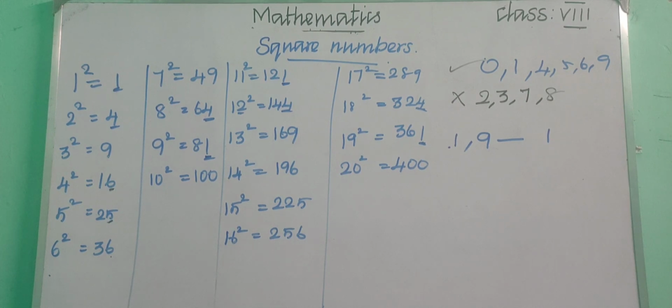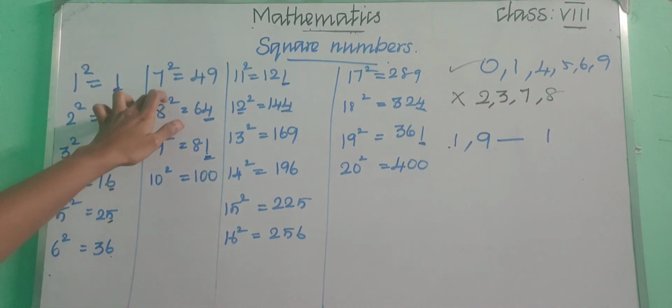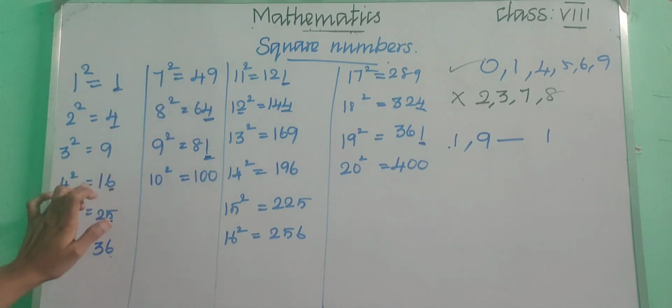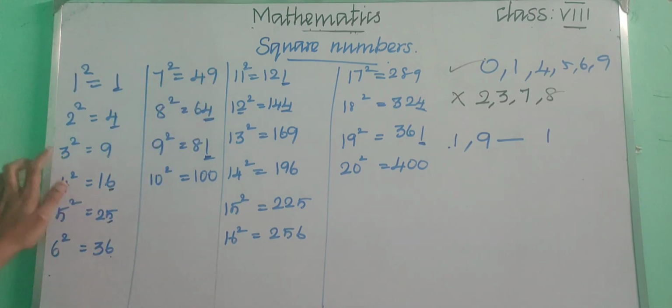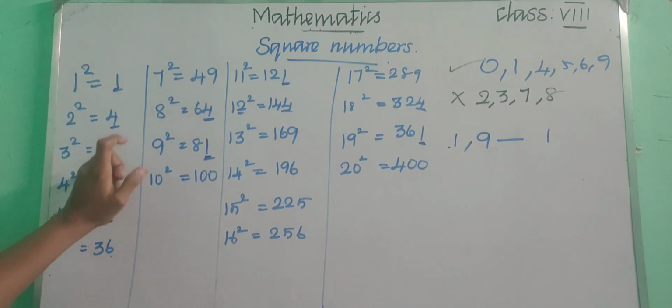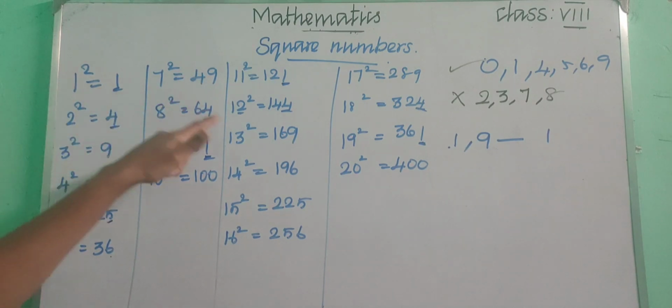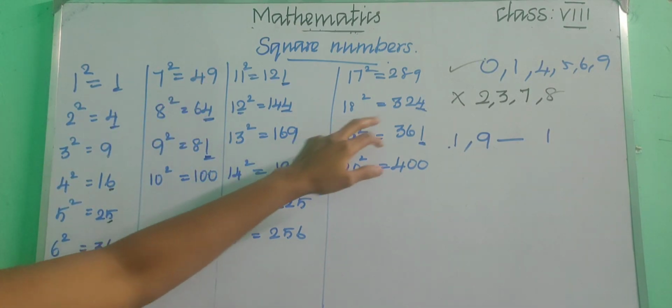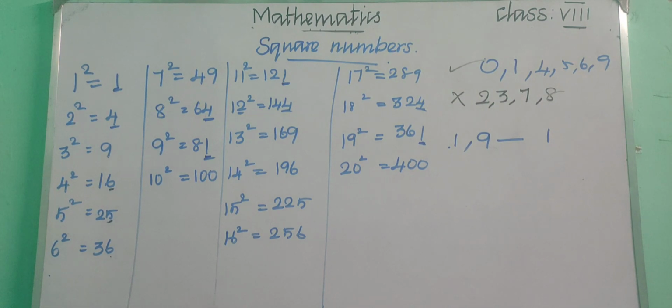Very easy, right? And if a number ends with 3 or 7, see, 3 squared is 9, and 7 squared is 49, it ends with 9. Okay children, 3 and 7, the square ends with 9. So 13 squared ends with 9, and 17 squared ends with 9. That is the next property.